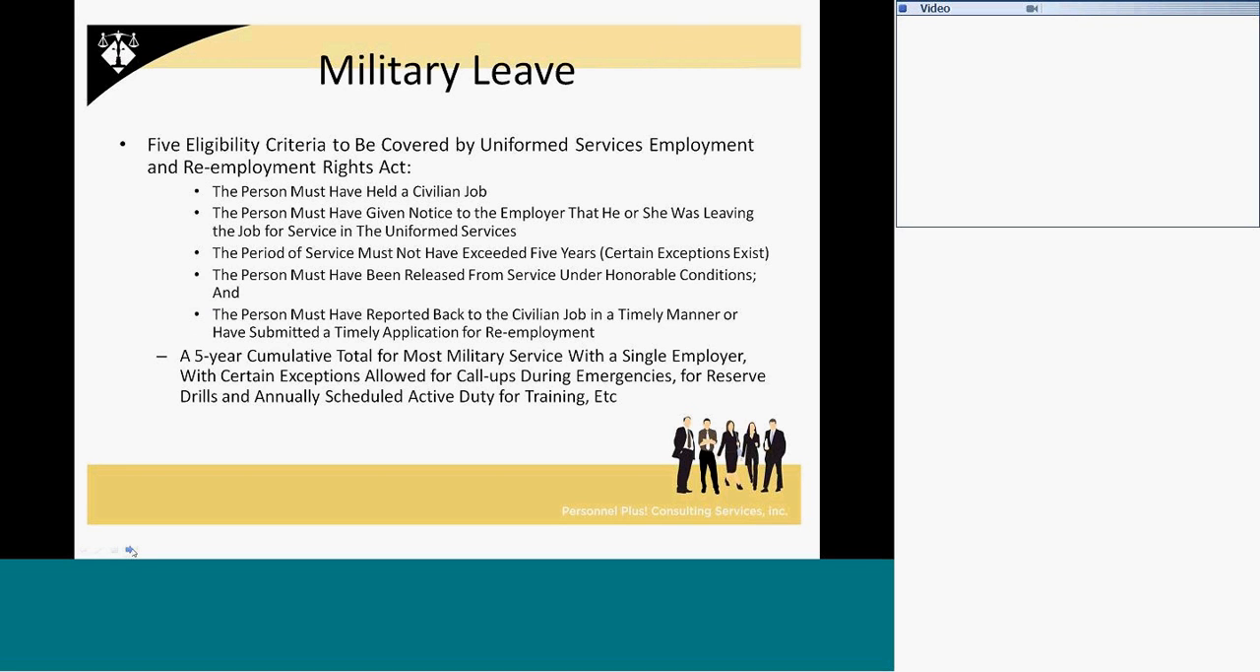Military leave. Those mentioned USERRA, which stands for Uniformed Services Employment and Reemployment Rights Act. There are 5 criteria that, if satisfied, require reemployment: they had a civilian job, gave notice that they were leaving, have not been gone for more than 5 years (except certain exemptions exist), were released from service under honorable conditions, and report back to work in a timely manner. If those are true, the employer must reemploy the person after the completion of military duty.